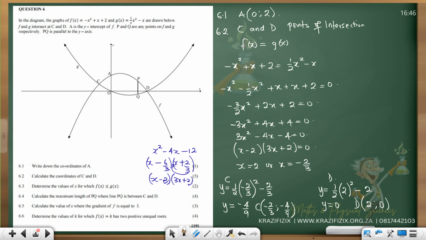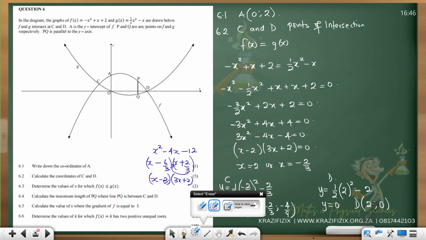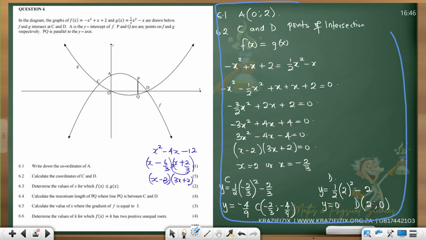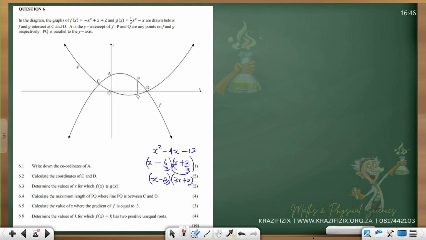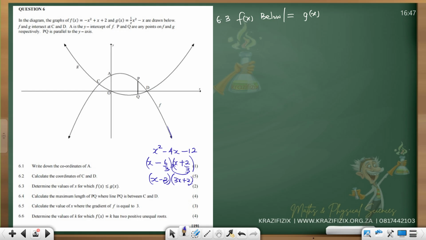Now, determine the values of x for which f of x is below g of x. Lovely. F of x is below g of x. And I'm sure we all know how to respond to this question. F of x is below g of x. 6.3. F of x is below or equal to. All right, where is f, by the way? Let's look at it together. That's f. Okay, let me use a highlighter.